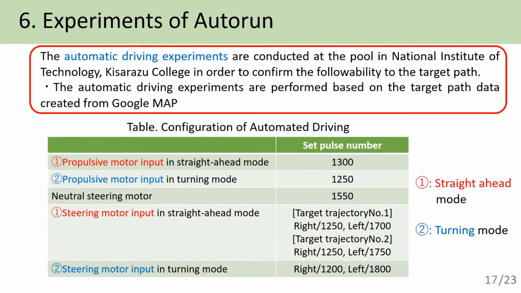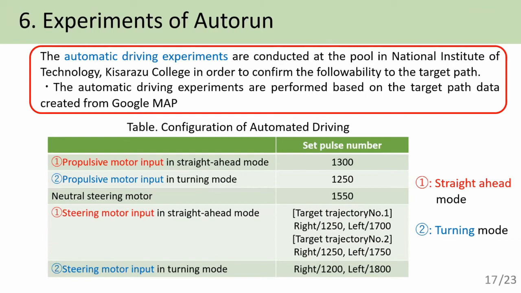Next, about the experiment of autorun. The automatic driving experiments were conducted at the pool in the National Institute of Technology Research College, and the target path data was created from Google Map. Please look at this table. This is the value of the motor.